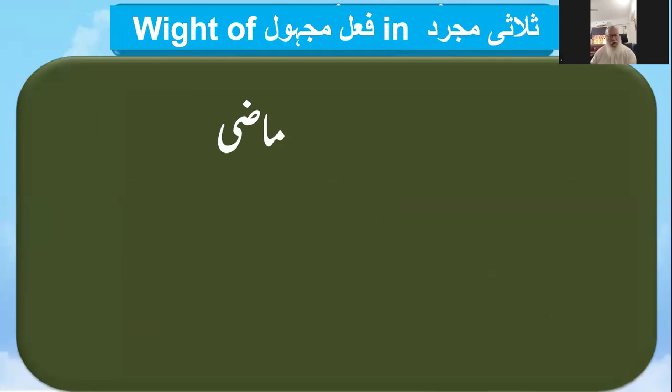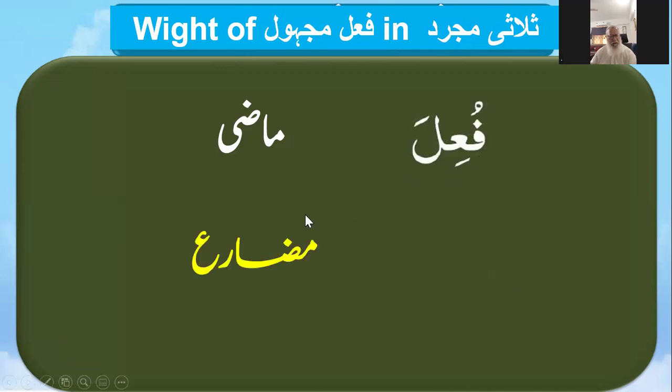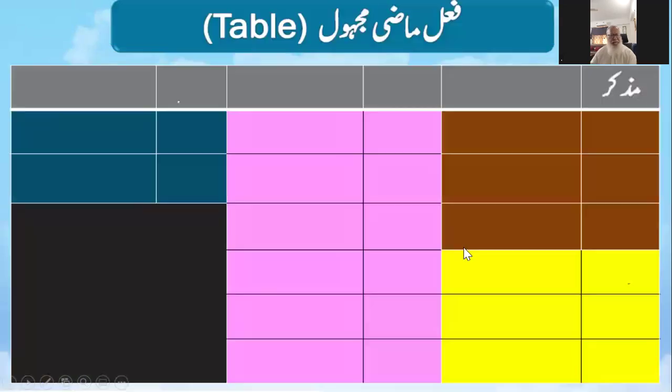Now, what is the fail majhul in salasi mujarrad? In madi, the pattern is fu'ila: the first letter has dhamma, the second has kasra, the last letter has fatha. In mudari, the pattern is yuf'alu: the first letter has dhamma, and the letter before the last has fatha. Now we will have some examples.